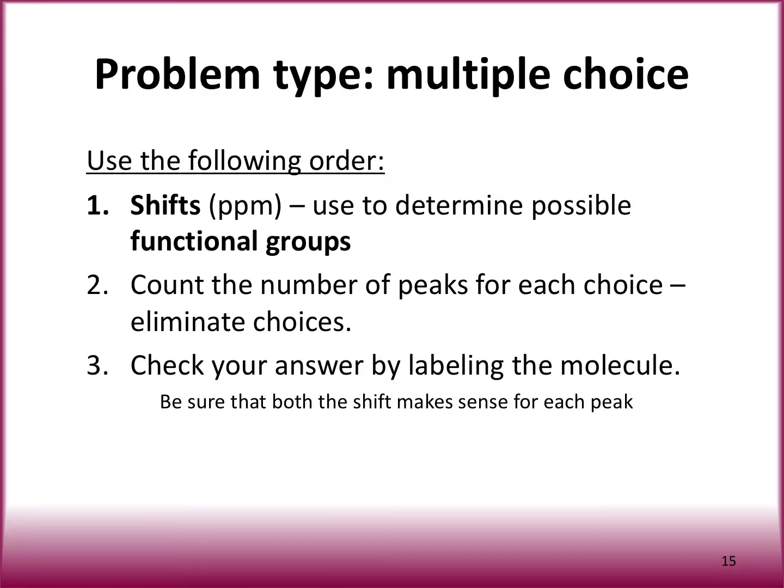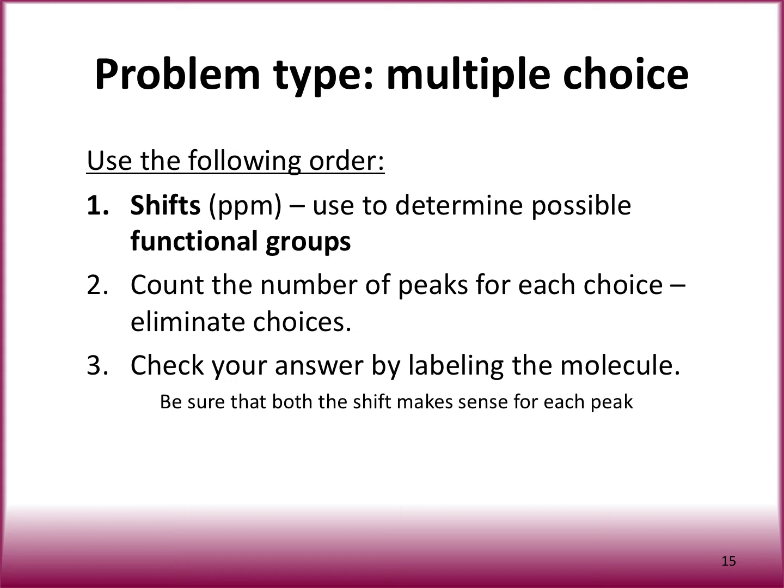So here's the strategy that I want to use when I'm doing a multiple choice problem with carbon NMR. I'm going to first look at the shifts just to determine the possible functional groups. If I can do that, I might be able to eliminate some of the choices. So I want to do that first, looking at the handout, and then cross out anything that doesn't match.